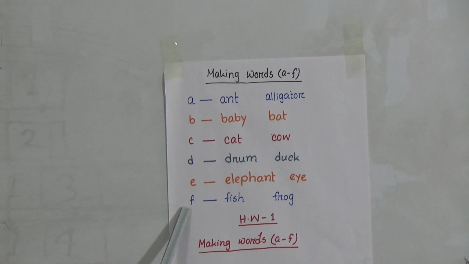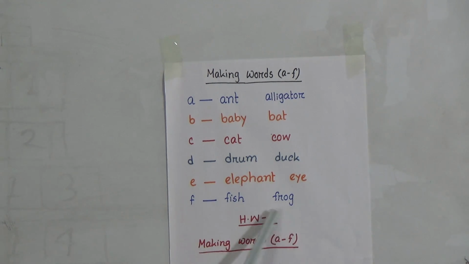And now the last one for today, F. And the 2 words are fish, frog. F-I-S-H, fish. And frog. F-R-O-G, frog.